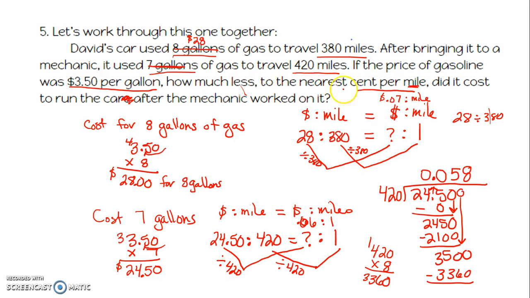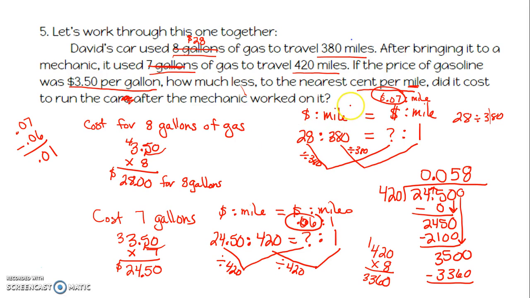And then they say how much less? Well, we were paying 7 cents per mile. Now we're paying 6 cents per mile. 7 cents minus 6 cents, right? 7 cents before is how much you were paying before you got it fixed. Now you're only paying 6 cents per mile. You're saving yourself about a penny per mile.